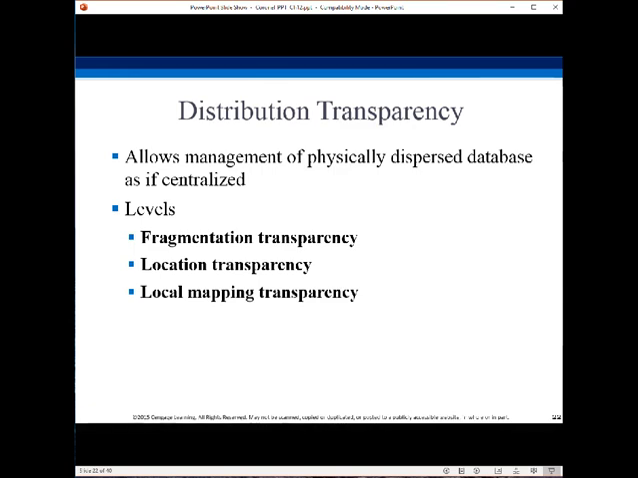So distribution transparency allows management of physically dispersed databases as if it was centralized. And again, we have those three levels: fragmentation transparency, location transparency, and local mapping transparency.